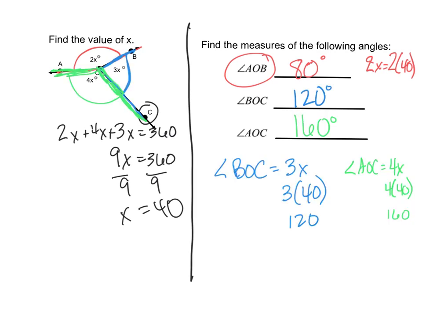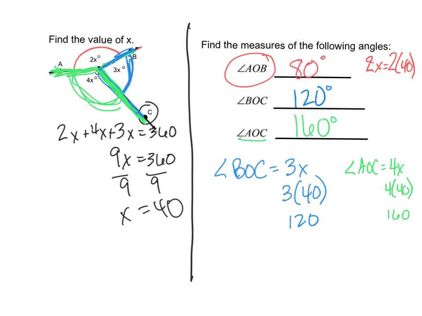Okay, so angle BOC, I got 120. I identified BOC by following points B to point O to point C. So that means BOC is 3x. I know x is 40, so I substituted 40 in for x, and I ended up with 3 times 40, which is 120. Then AOC, I followed the points A to O to C, and I knew it was this angle, which is 4x. I substituted 40 in for x. 4 times 40 is 160. I remember to put my degree symbol.